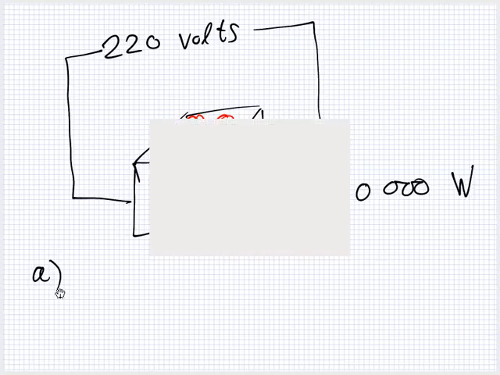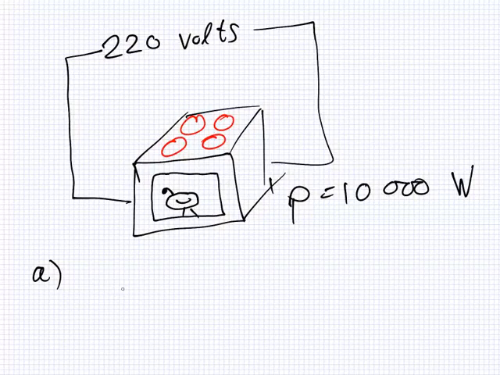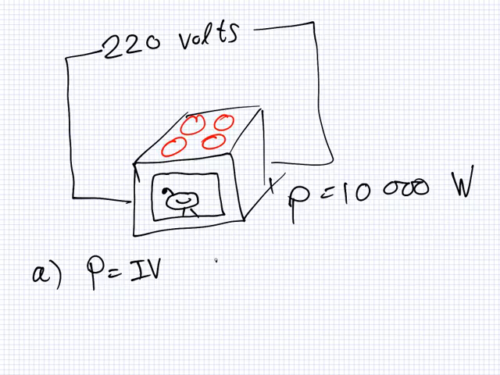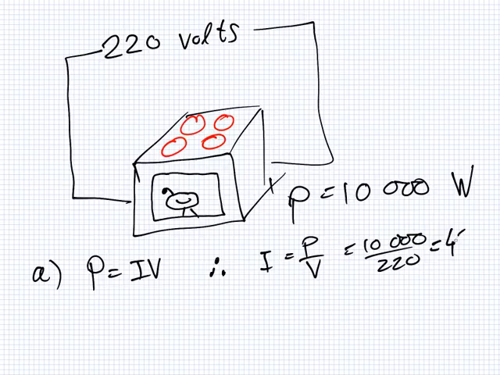So the first question is, what is the current? Okay, so we have P equals IV, so therefore I equals P over V, which will be 10,000 over 220, which will be 45.5 amps. So the current here is 45.5 amps.